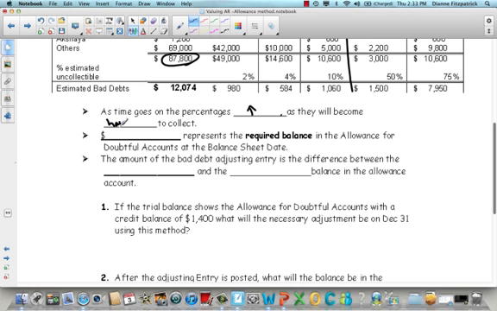Okay, so if you have a lot of older ones, you're going to have 75%. These ones we think 75% are going to be uncollectible. But the newer ones we think are going to be easier to collect. So we only put 2% of them being uncollectible.